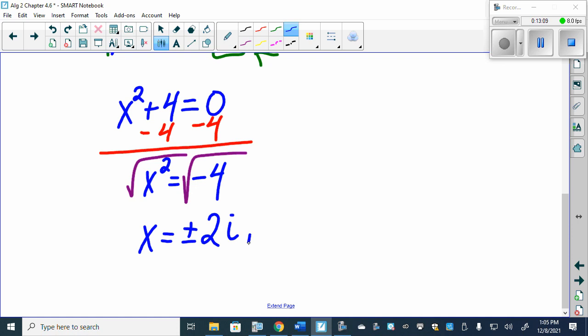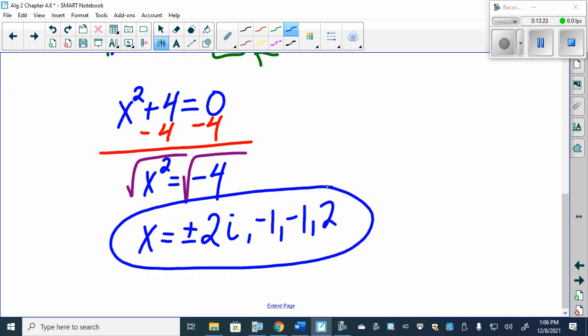And what were our 2 other solutions, or 3? -1, 2. So -1, -1, and 2. As long as we have all 5 listed. And that is it. That's all we have to do for this one.